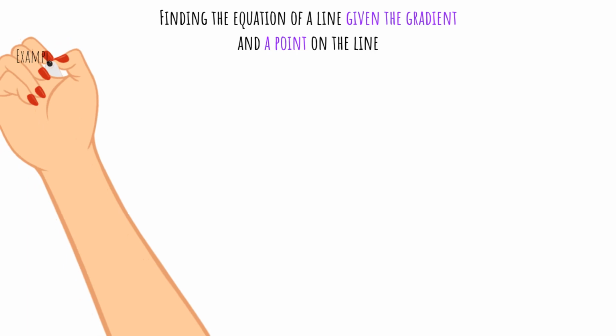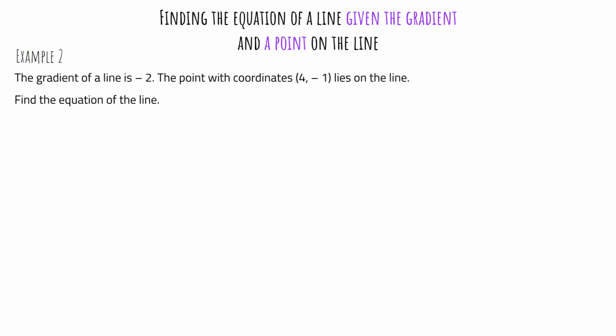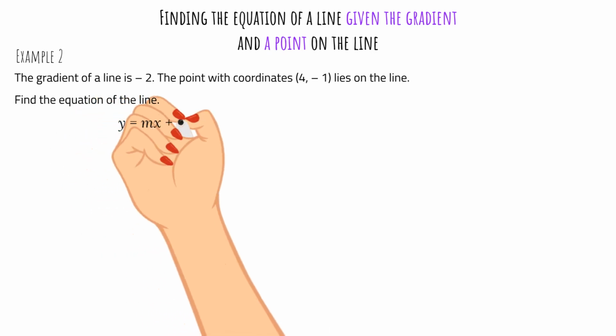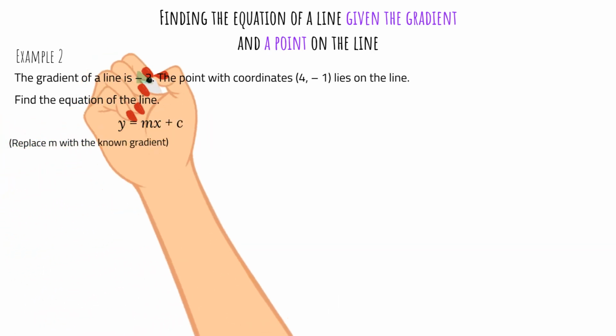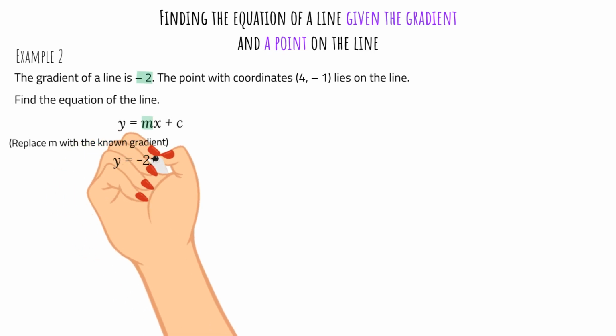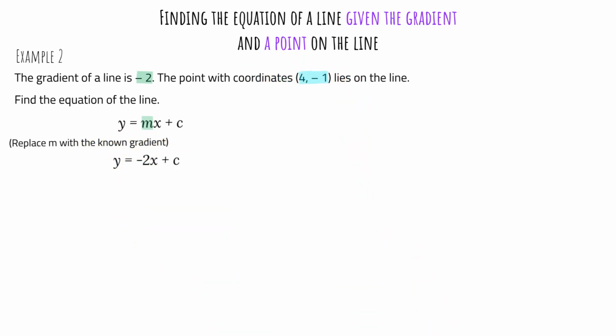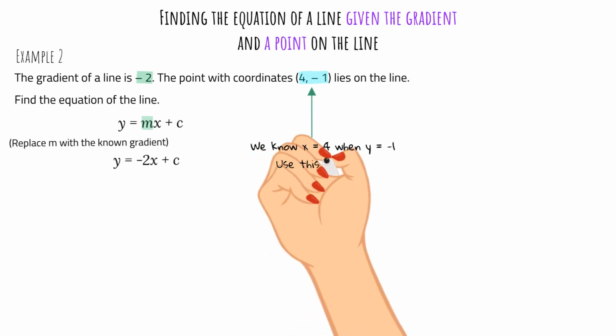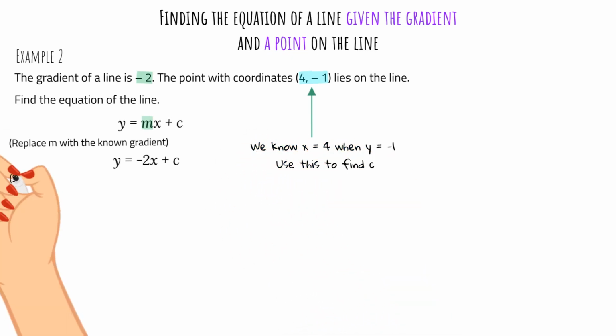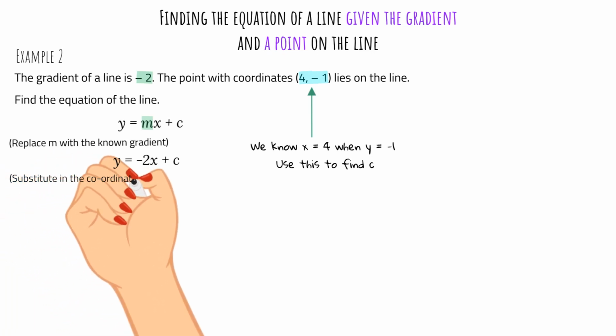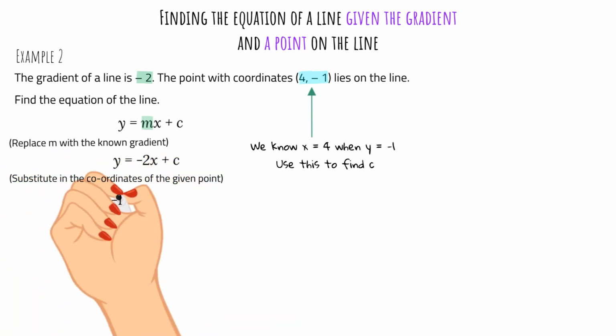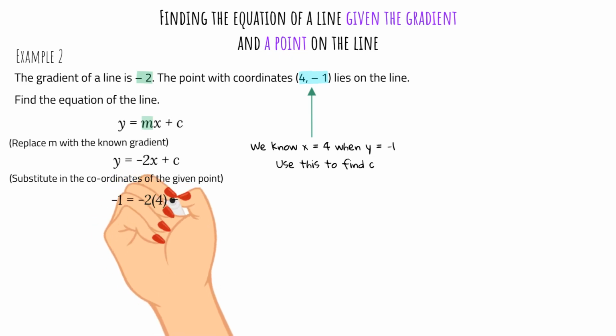Now for a second example. The gradient of a line is minus 2 and the point with coordinates 4, minus 1 lies on the line. What is the equation of the line? Well, first we can start with y equals mx plus c and immediately replace m with the known gradient, in this case minus 2. So y is equal to minus 2x plus c. Now looking at our coordinate that we're given, we know when x is 4, y is minus 1. So we're going to use this to find c by substituting in the coordinates of that given point. So y becomes minus 1 and x is 4.